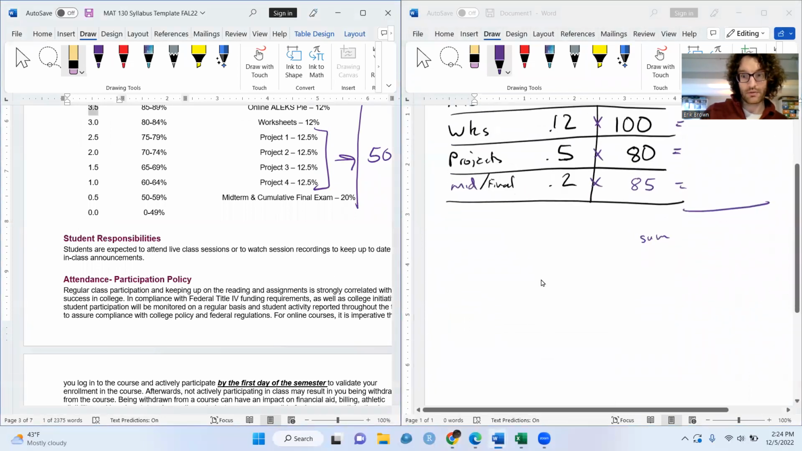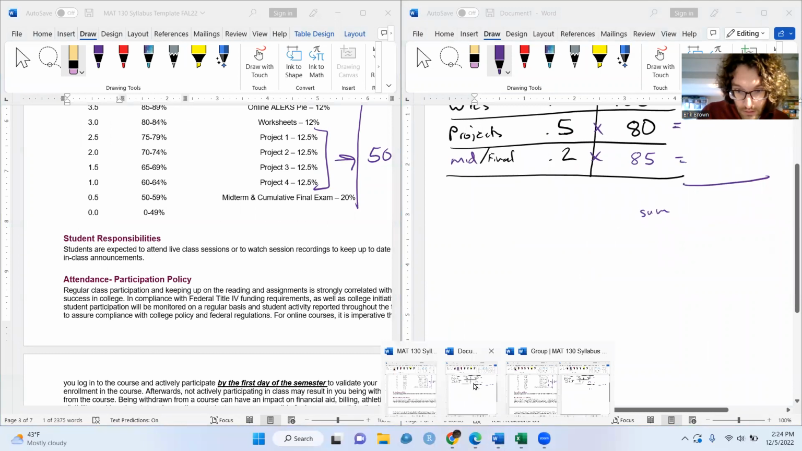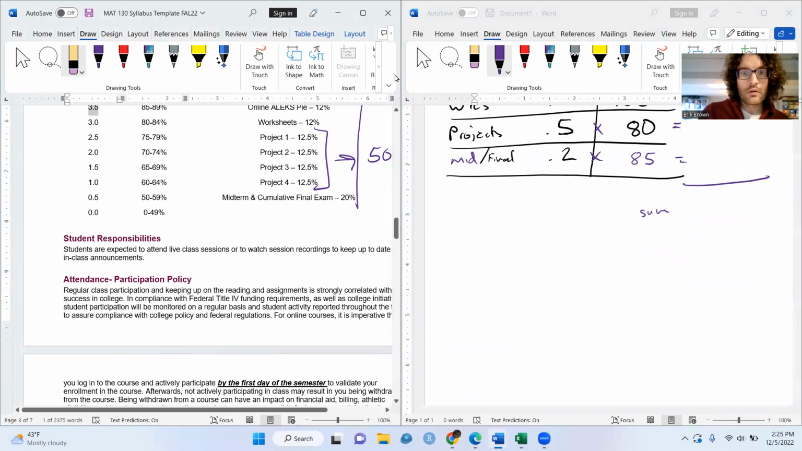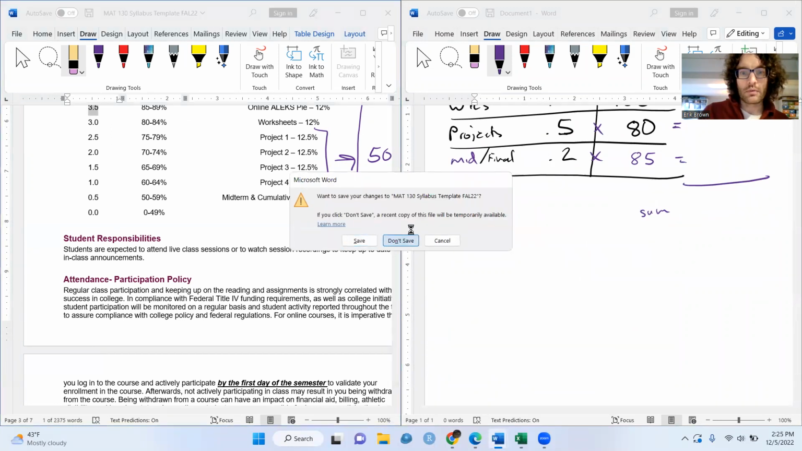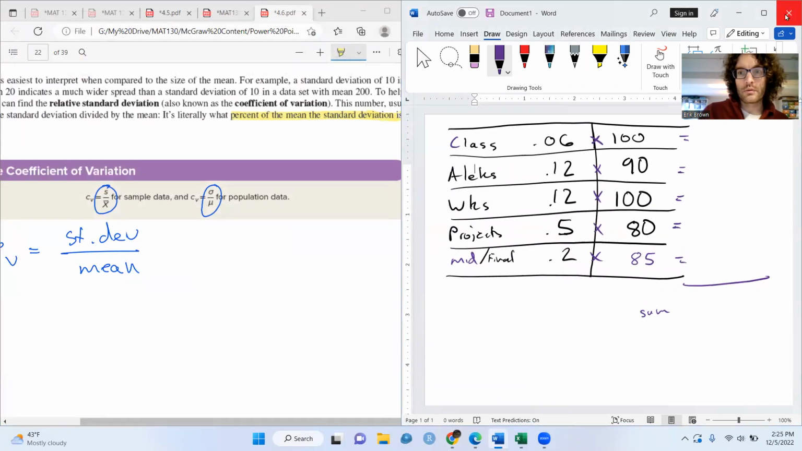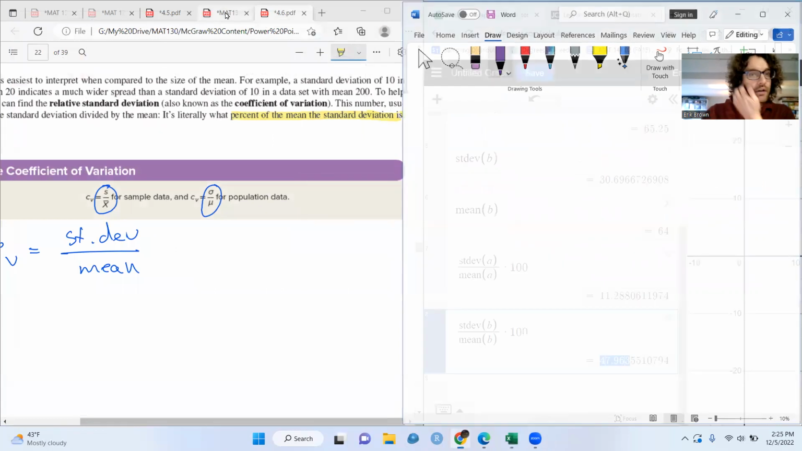Let's see if I can find which worksheet it should be, though. I guess I closed it. Oh, it's over here. It's over here.